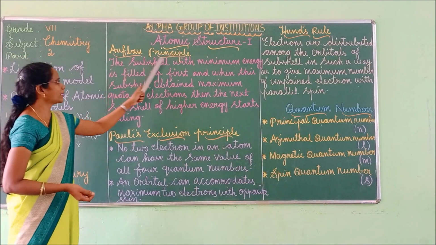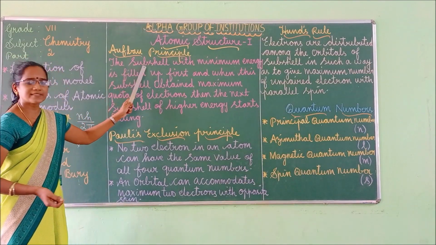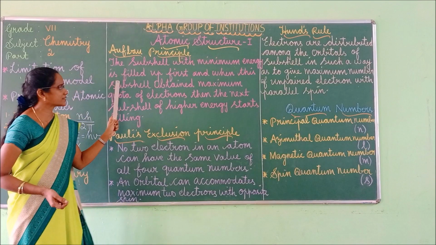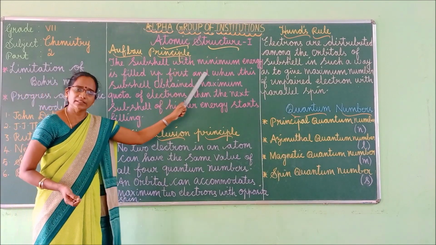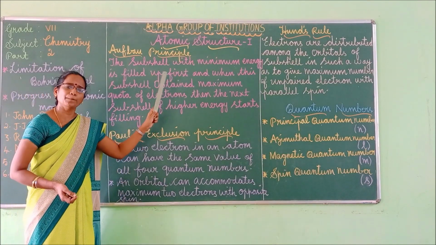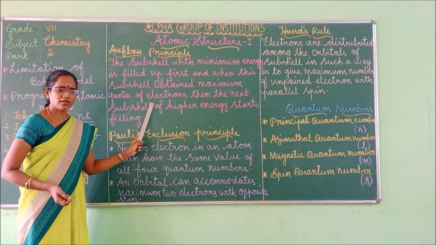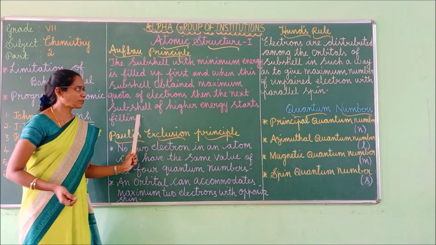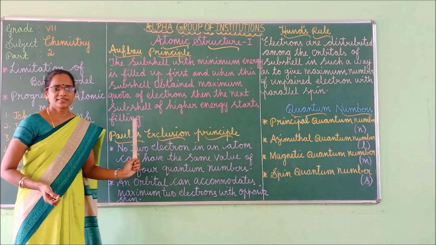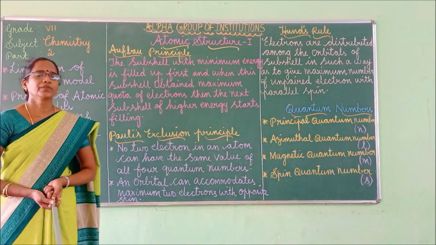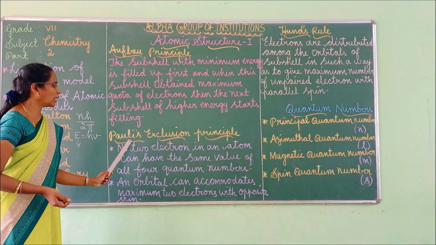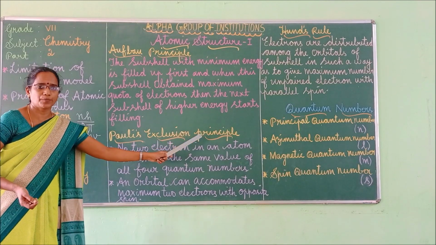So the Aufbau principle states that the subshell with minimum energy is filled up first, and when the subshell attains the maximum number of electrons, then the next subshell of higher energy starts filling. Okay. Next we can move to the Pauli exclusion principle.